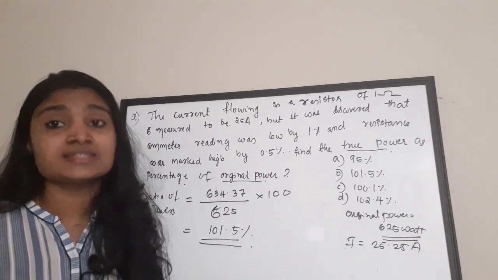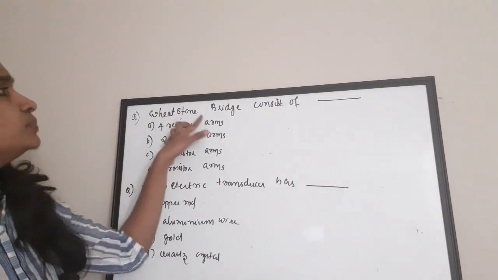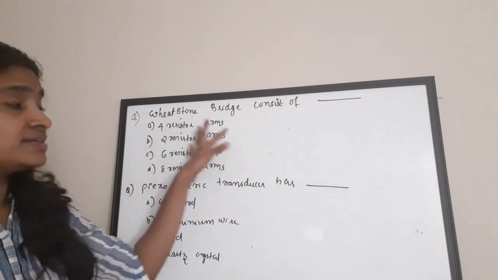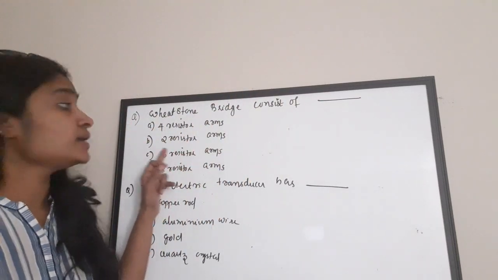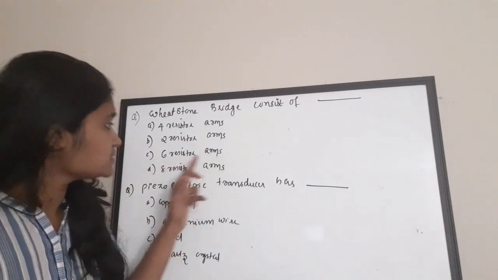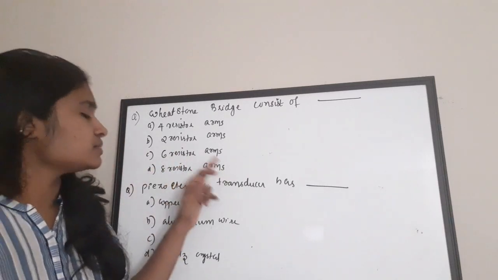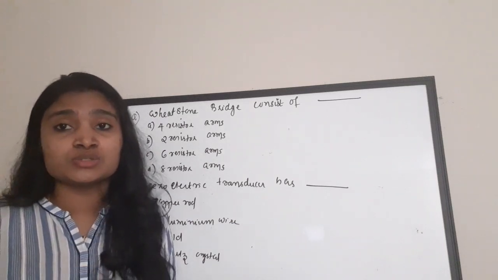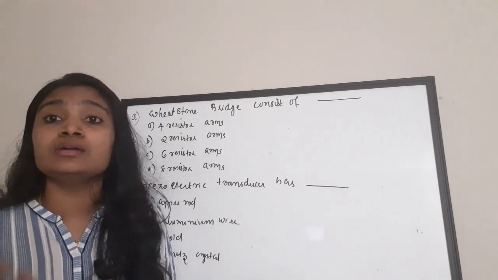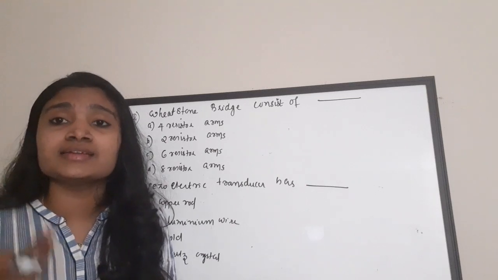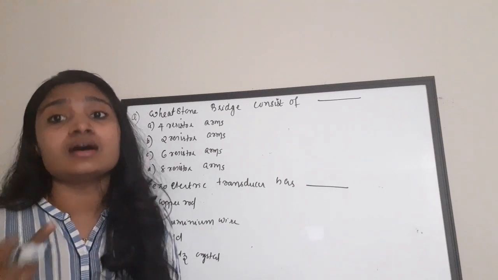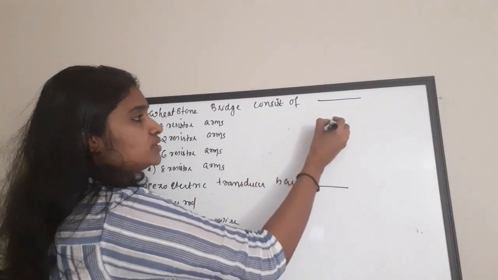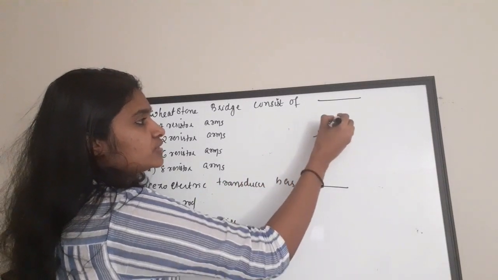Okay, so let us see what is the next question. Wheatstone bridge consists of dash. A. 4 resistor arms. B. 2 resistor arms. C. 6 resistor arms. D. 8 resistor arms. So what is actually a Wheatstone bridge? A Wheatstone bridge is used to calculate the value of an unknown resistor, connecting it to the arms of a Wheatstone bridge.